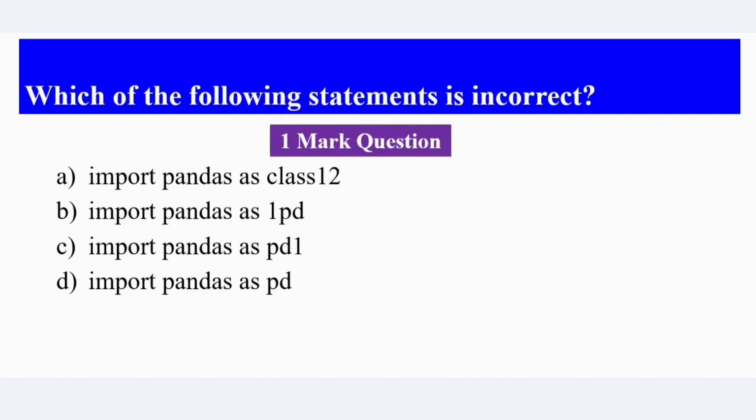PD is the alias name. Class12 is also the alias name. And alias name means you can use this alias name or synonym name in place of pandas. This is related to the concept of identifiers.